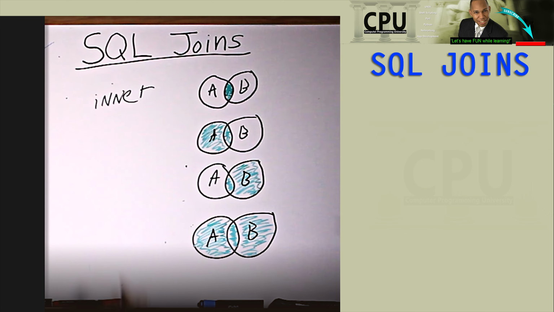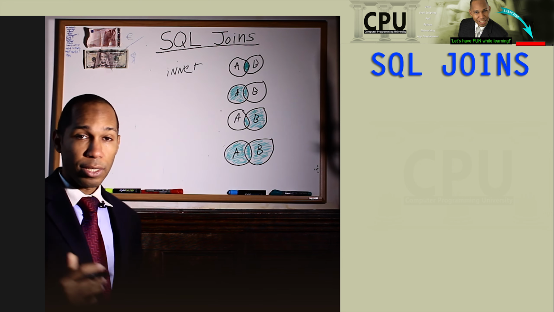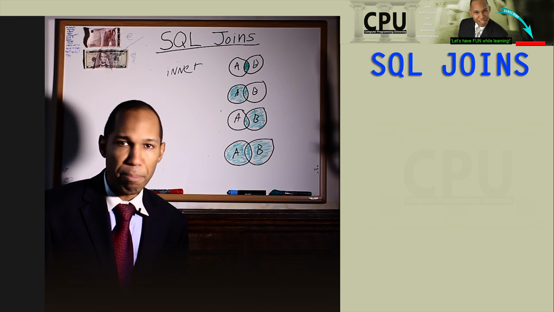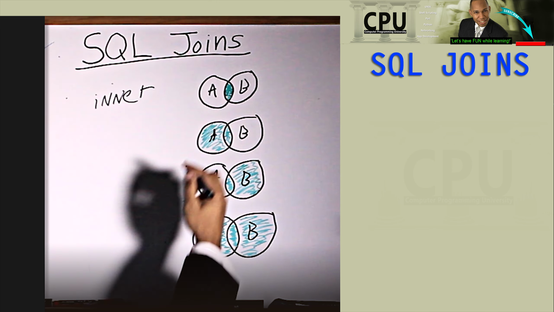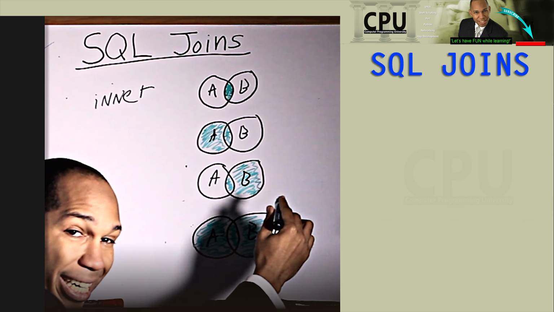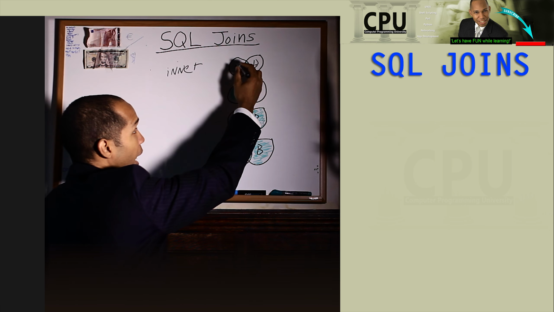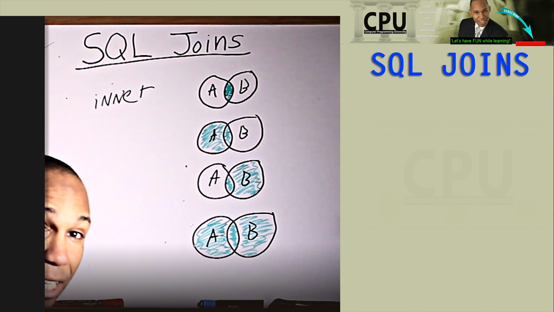All right, so the first join is an inner join. You notice you only have green in the middle. That's the data that you're getting back. An inner join is going to produce a set of records that match in both table A and table B. So only where there's a match in table A and table B do I get a return. If I have something on table A but nothing on table B, I don't see that. I only see when there's a match on both sides.